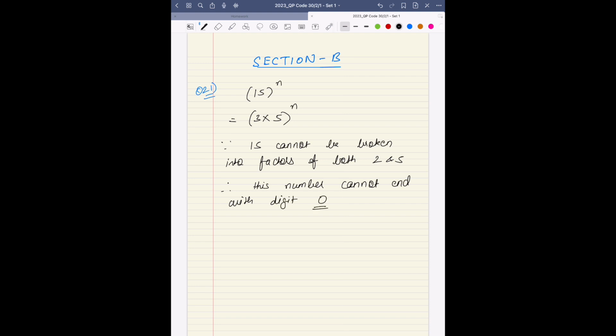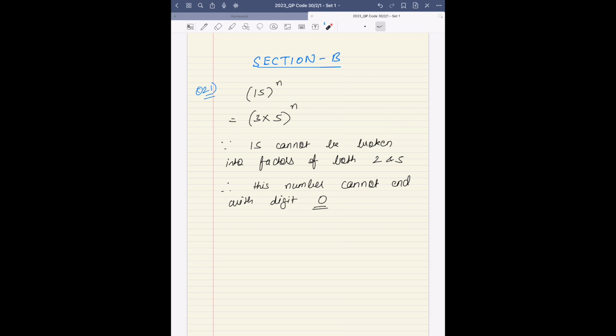That's the logic. Remember, if you want to prove whether a number, however many times it is multiplied, ends with 0 or not, you need to make sure that it breaks into factors of 2 and 5, because 2 and 5 give you 10. And after 10, you can multiply with any number you want, your end digit will always be 0.